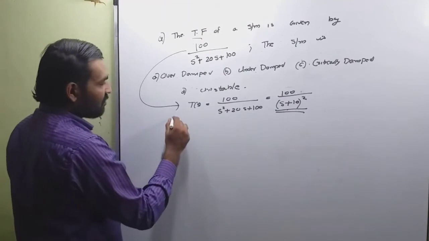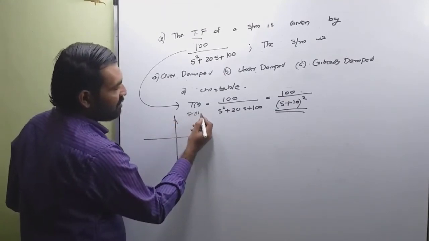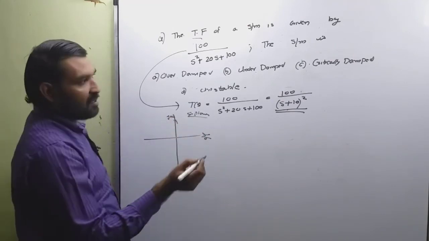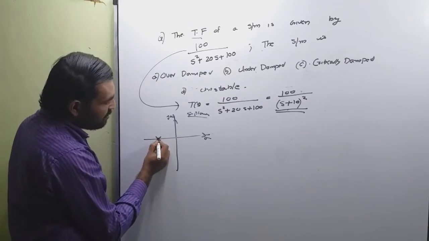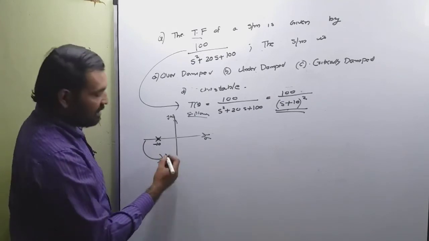That means this is our s plane, sigma and j omega. So the pole is at minus 10, and both poles are at minus 10. This implies the system is critically damped.